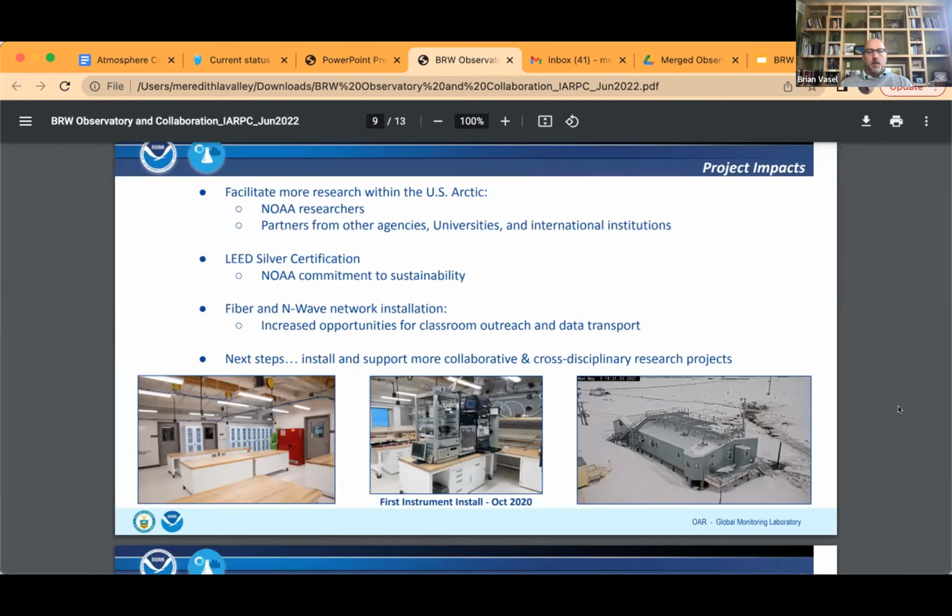LEED Silver is the next level up from being LEED certified. We actually were 3 points away from being LEED Gold. And no matter what we did, we couldn't figure out how to get those last couple of points to make this a LEED Gold facility. But LEED Silver is still an accomplishment in a place along the North Slope that has no roads. It's pretty great. We did put fiber to the building, as I mentioned.